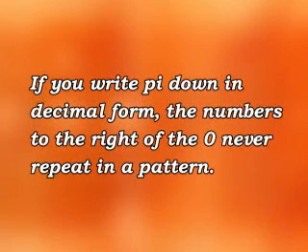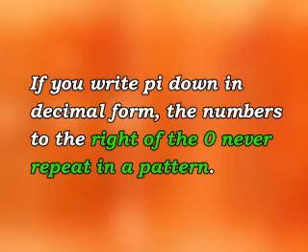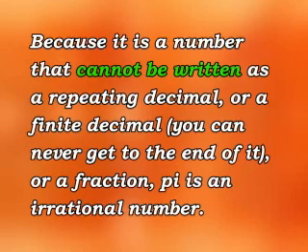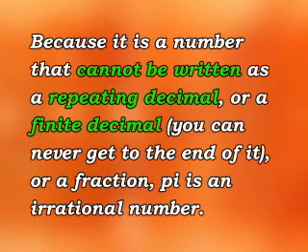If you write pi down in decimal form, the numbers to the right of the 0 never repeat in a pattern. Because it's a number that cannot be written as a repeating decimal, a finite decimal, or a fraction, pi is an irrational number.